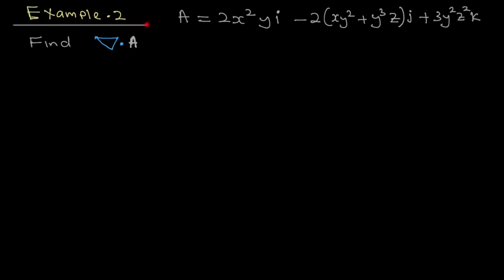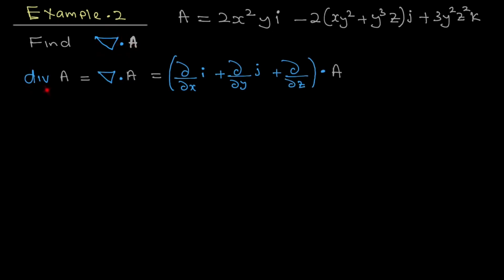Example number 2. We've got a vector here. We need to find the divergence of A. So again, div of A will be Nabla dot A. So now what we need to do is to find a partial derivative of this with respect to x. So that will be 2 times 2, that's 4, and 2 minus 1 is x, so you get 4xy.